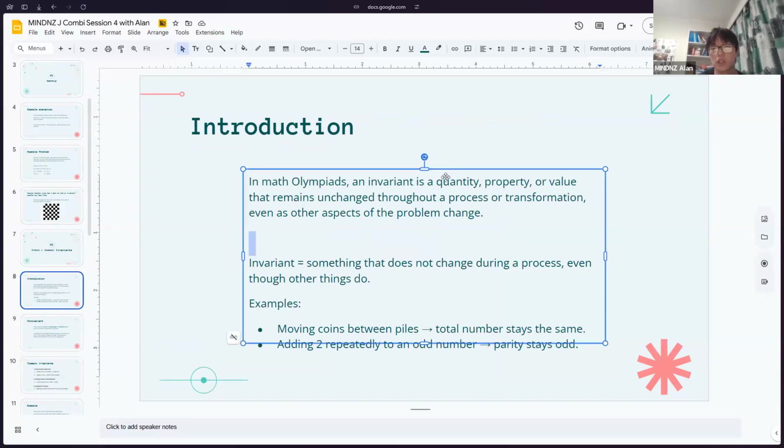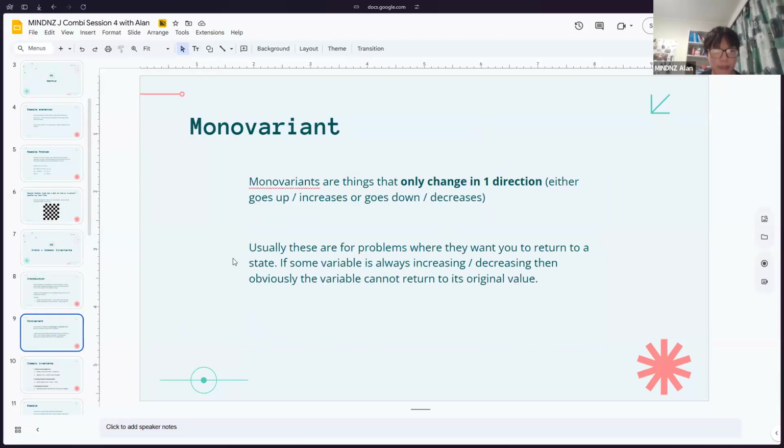So an invariant is a quantity, property, or value that remains unchanged throughout a process or transformation, even as other aspects of the problem change. So it's just something that does not change during a process, even though other things do. So we've already covered 2 scenarios where we move coins between piles, which does not change the total number of coins. And we also repeatedly added 2 to an odd number, which causes it to stay odd because it started out odd. So parity stays the same.